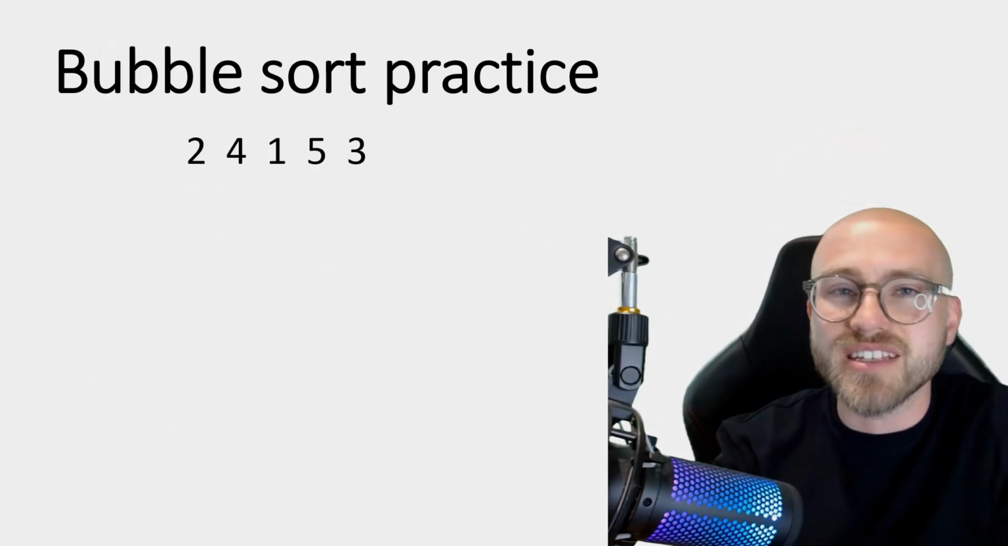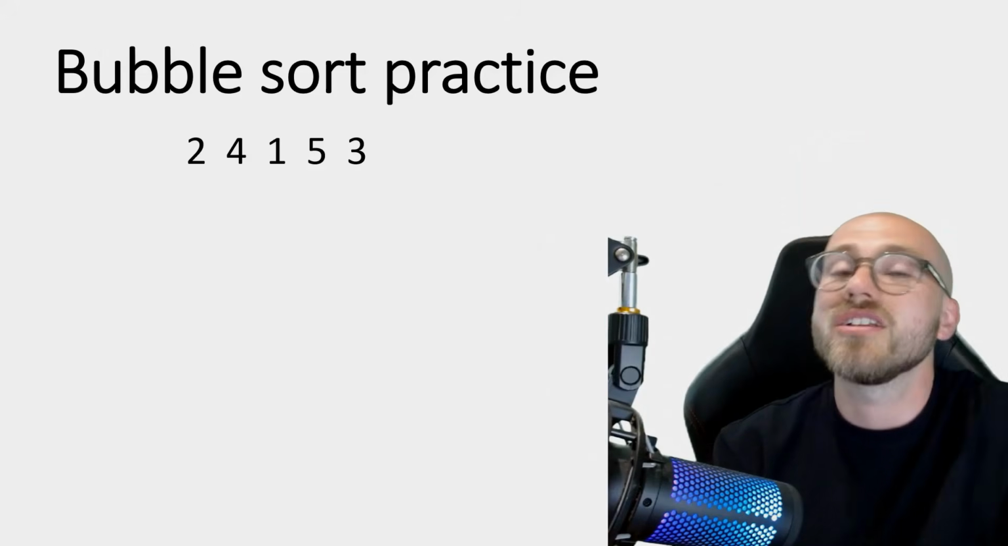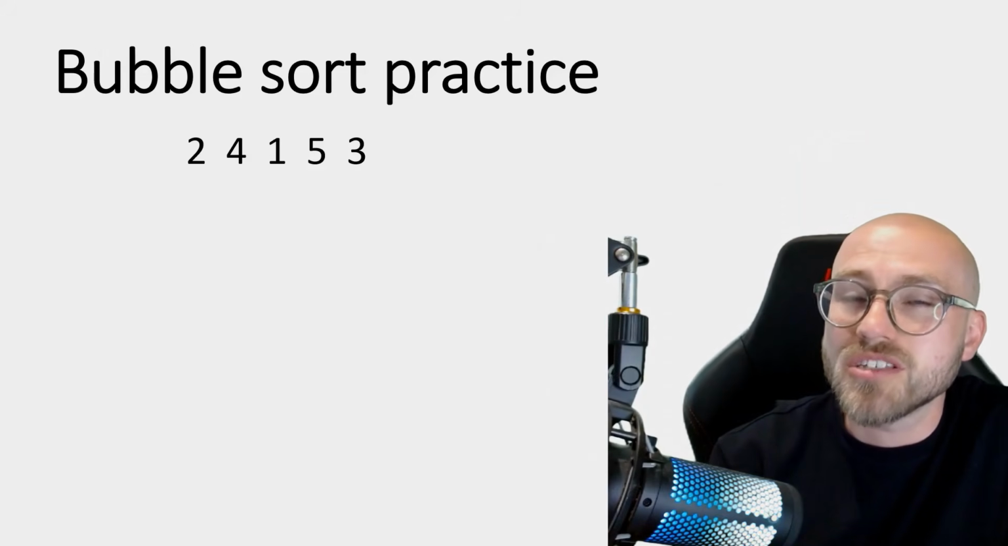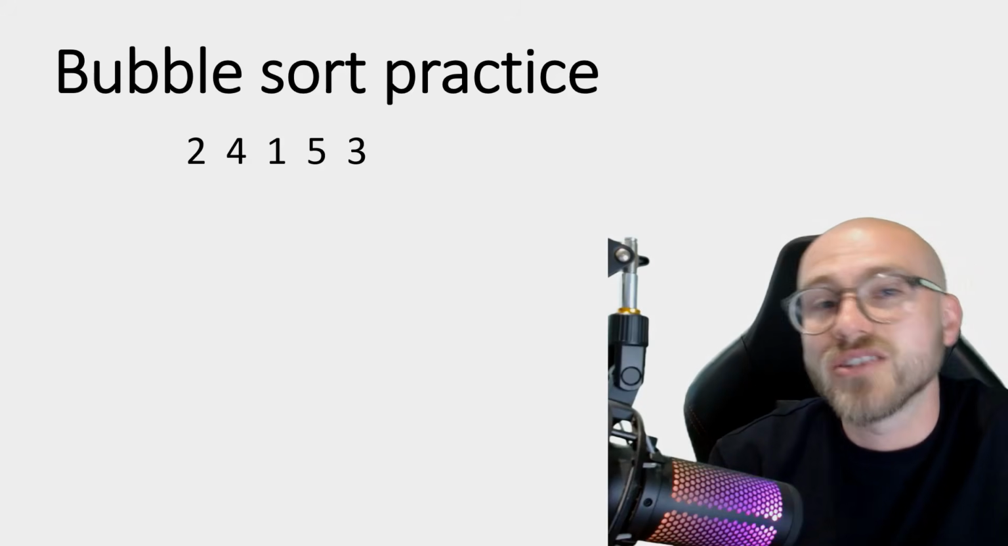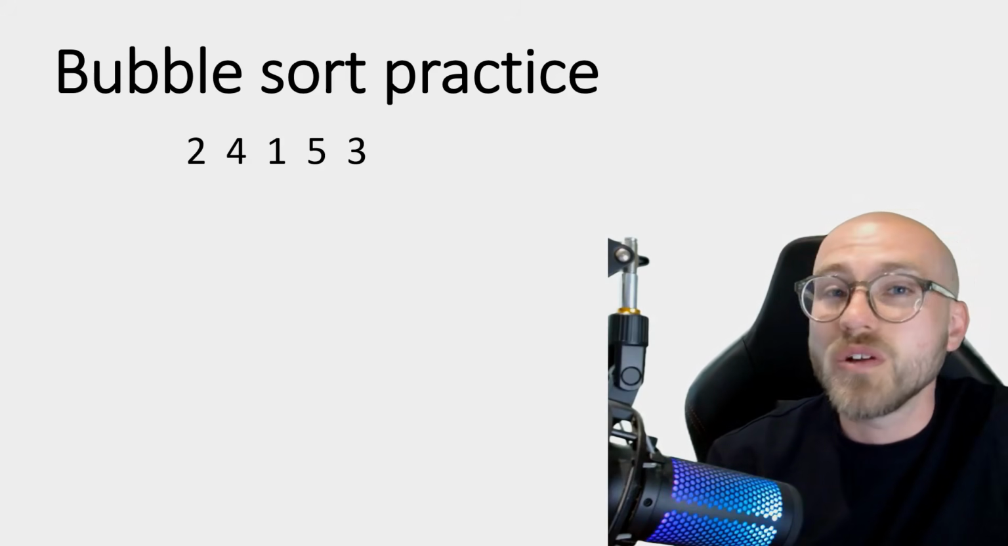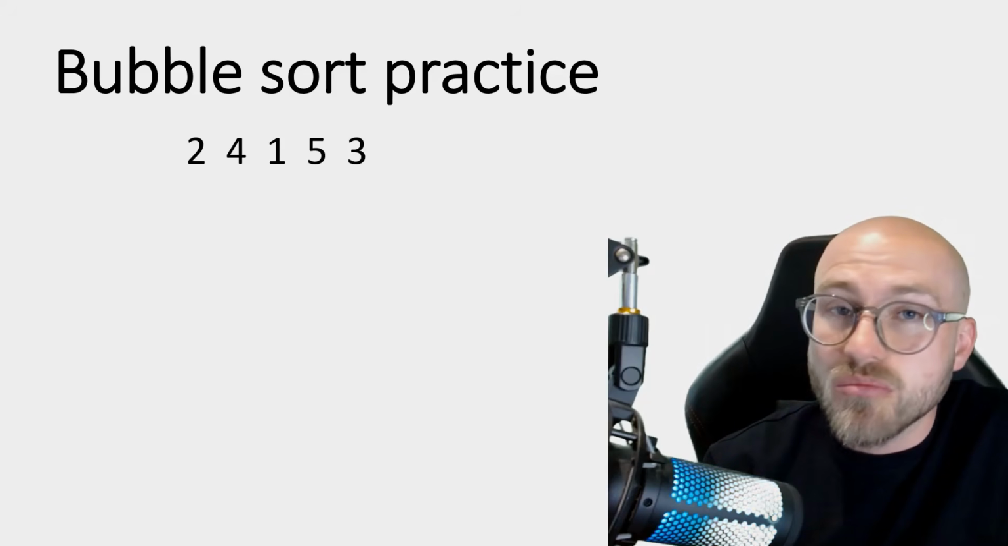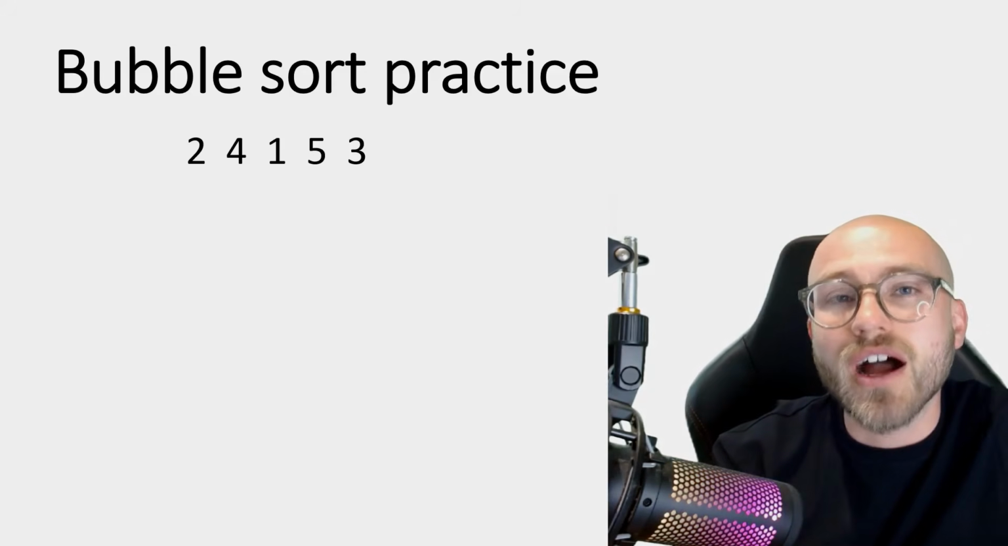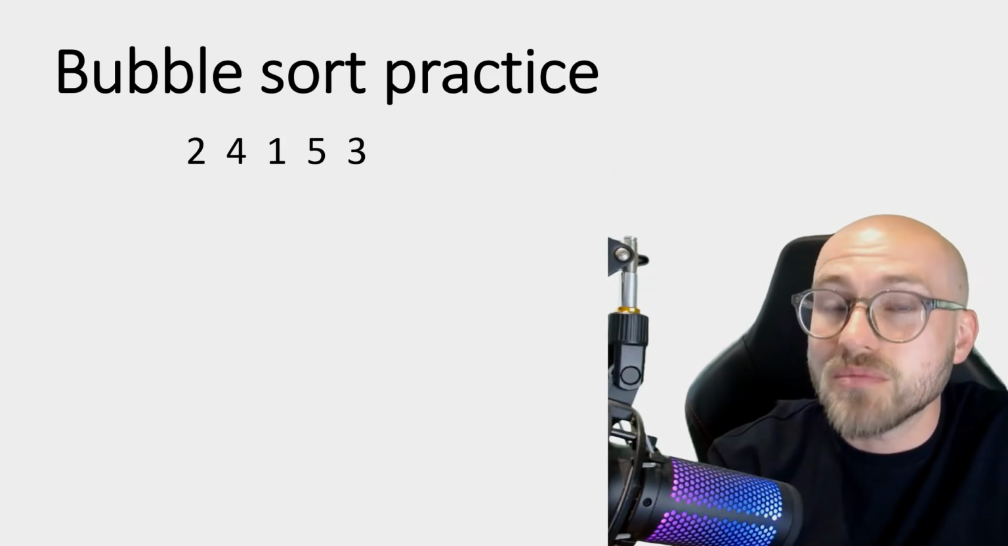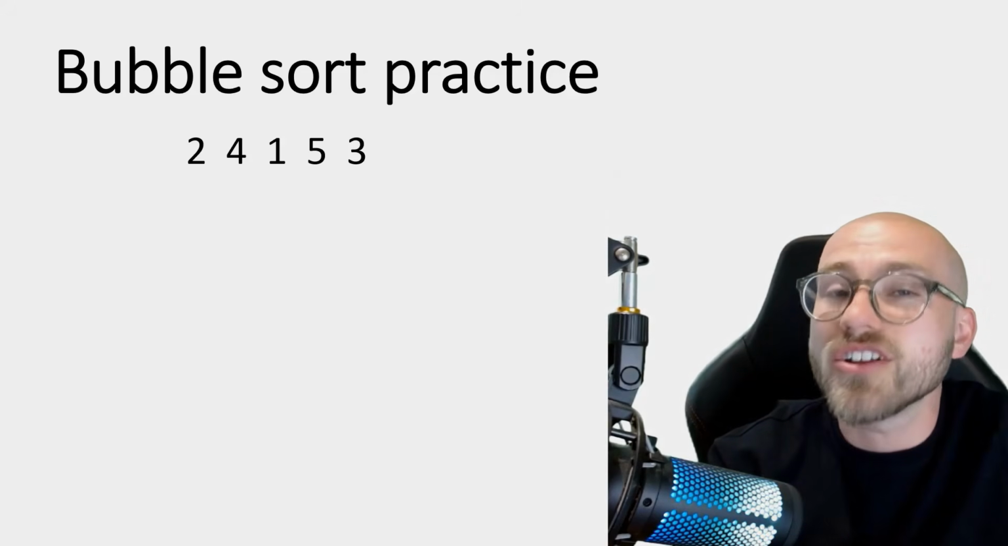Here we've got some data which is not sorted. We're going to start by looking at the 2 in our first position. We're going to look at the adjacent data, so what's next to it. It's a 4, which is higher than 2, so it's not going to move. So then we're going to look at the 4 and compare it to the 1. Now 4 is bigger than 1, so they are going to swap.